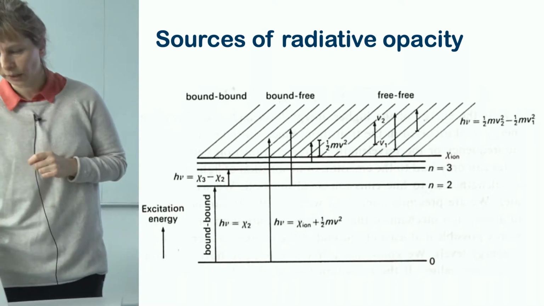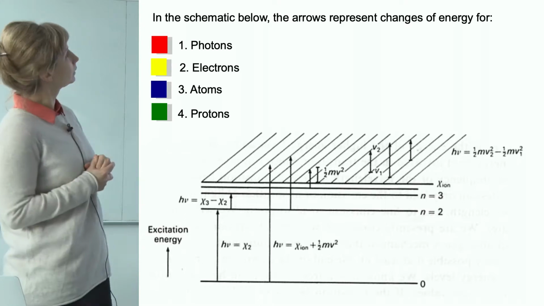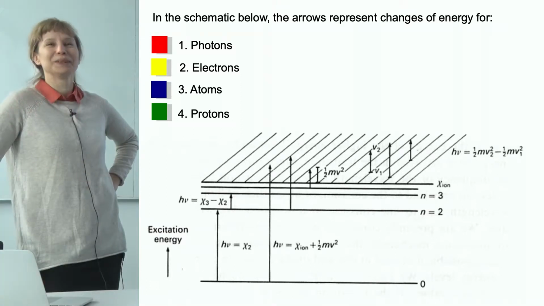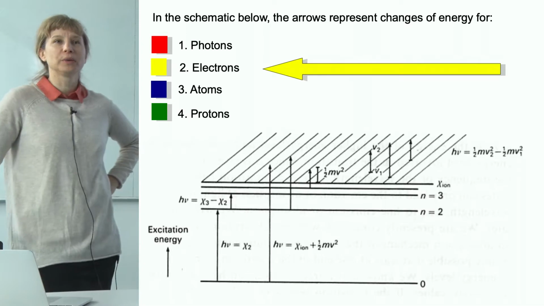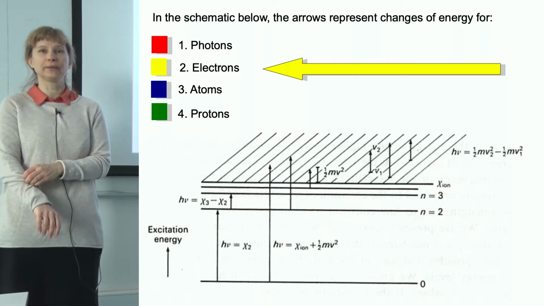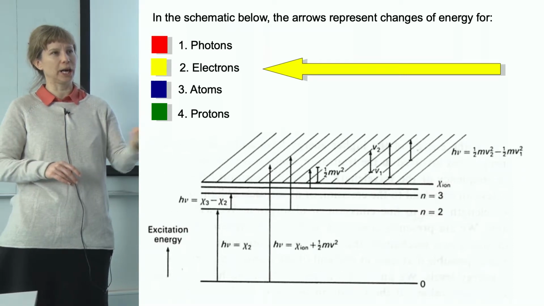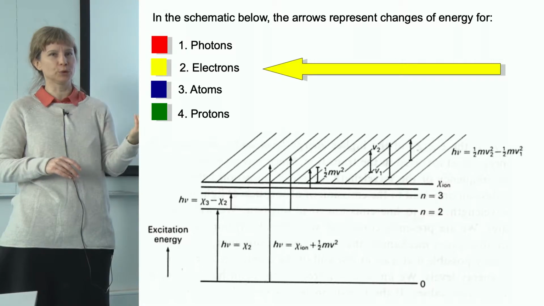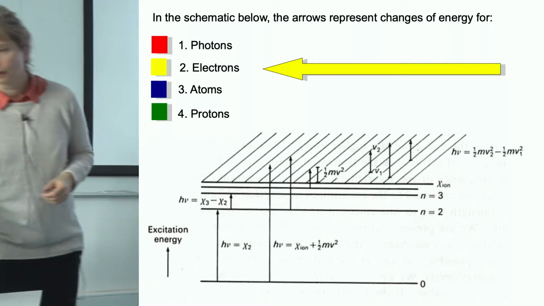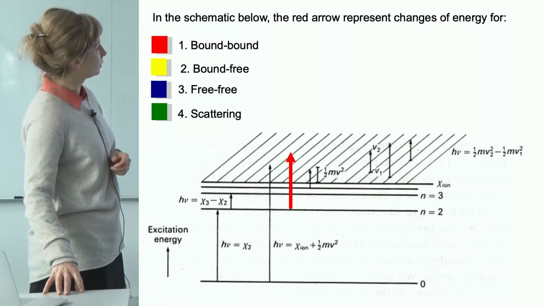Now, just before I move on, I want to ask a question, and this will reflect whether you've seen these sorts of diagrams before. In this schematic, the arrows represent changes of energy for what? All right, so it is electrons. As the electrons move between energy shells, remember we're talking about an atom, so we're not worrying about the nucleus here, if they absorb energy, they will move into a higher energy state, but then they can lose energy and emit photons. All right, so let's look at what some of these different arrows represent. Let's just focus on this particular arrow motion.